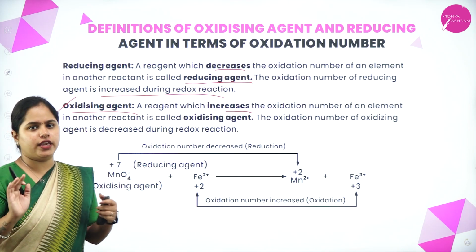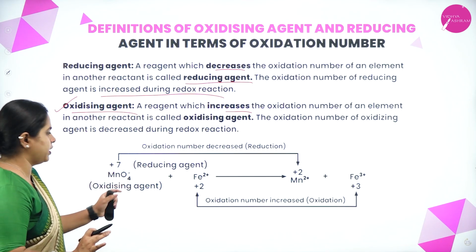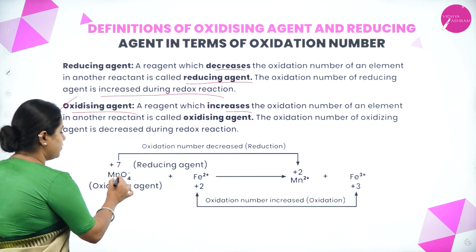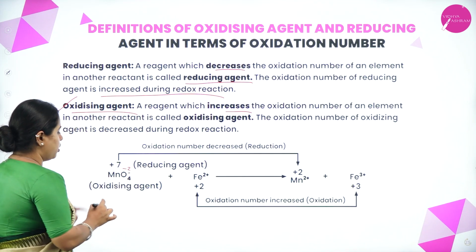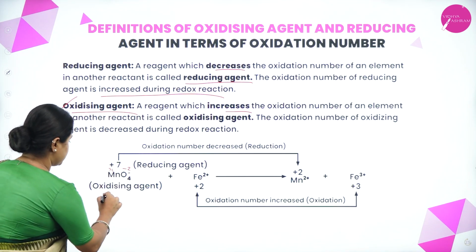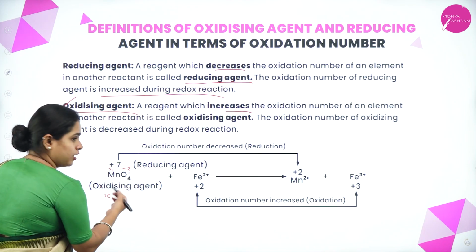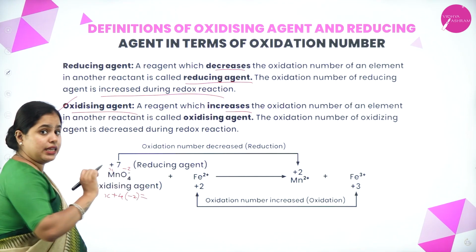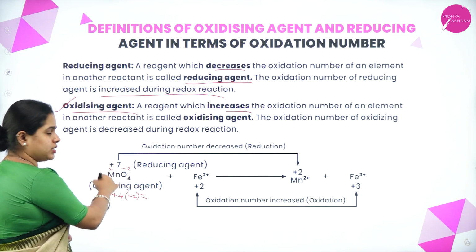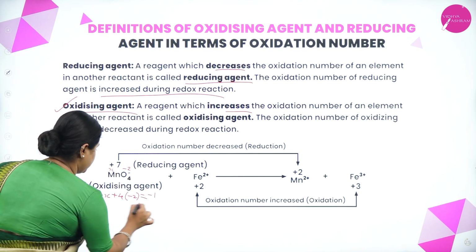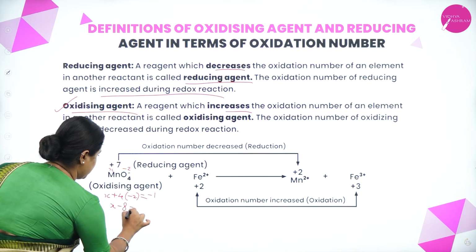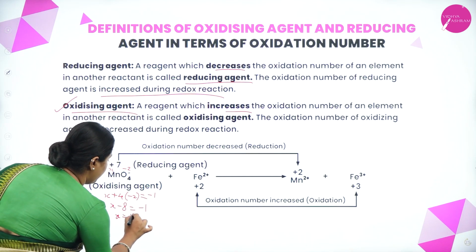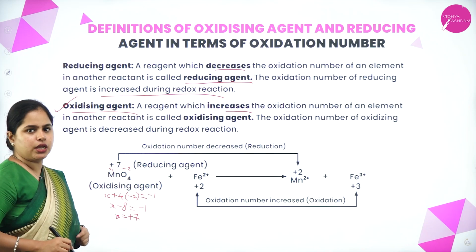So first let's find out the oxidation number of each of the elements present here. For oxygen we know that it is -2. For manganese we don't know, so we keep it as X. So X, how many atoms are there? 4, right? So X plus 4 into -2 is equal to -1. It's a charged species, right? So -1. So X minus 8 is equal to -1. X is equal to +7. So we got the oxidation number as +7.